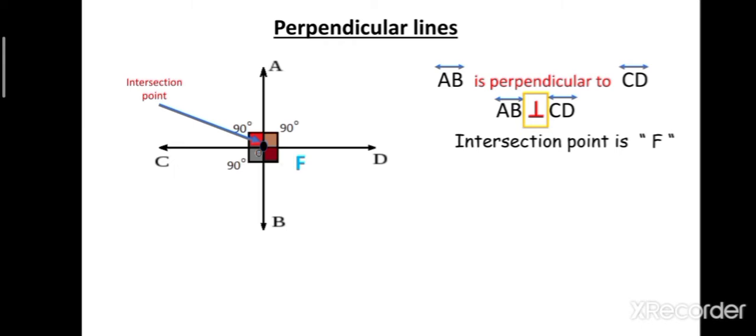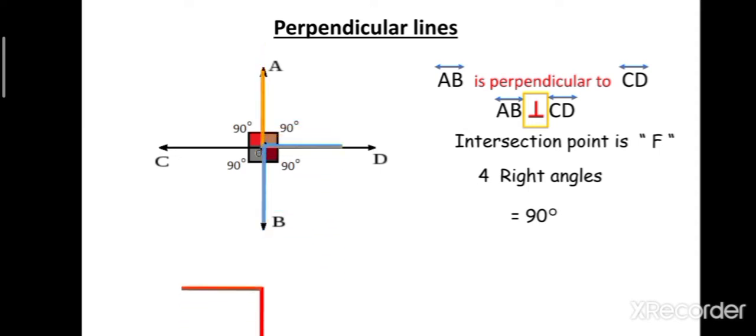Now, let's make the word perpendicular more clear. What is the meaning of the word perpendicular or perpendicular lines? Perpendicular lines mean that the two lines intersect with each other, forming four right angles, each equal to 90 degrees. If the two straight lines intersect with each other, forming four right angles, we can call these two lines perpendicular lines, as they intersect with each other, forming four right angles.